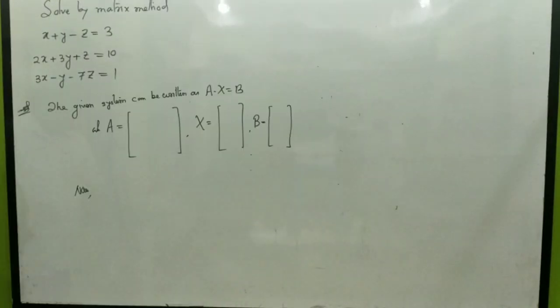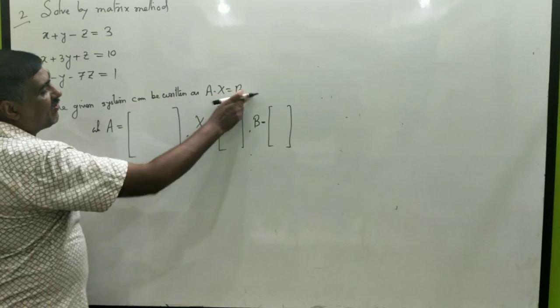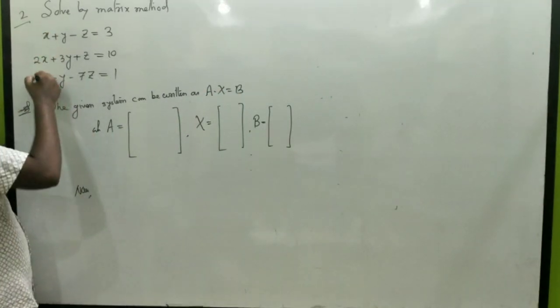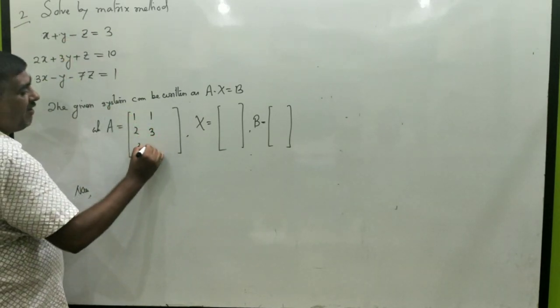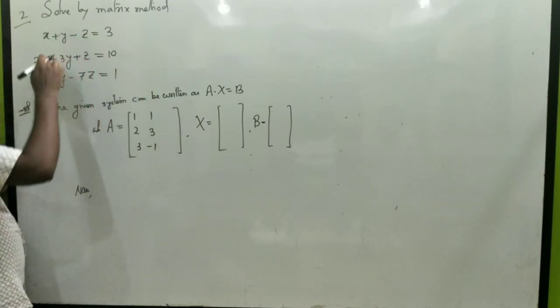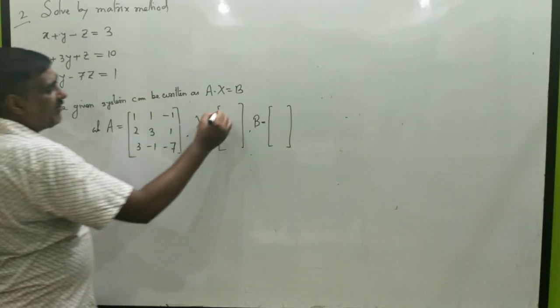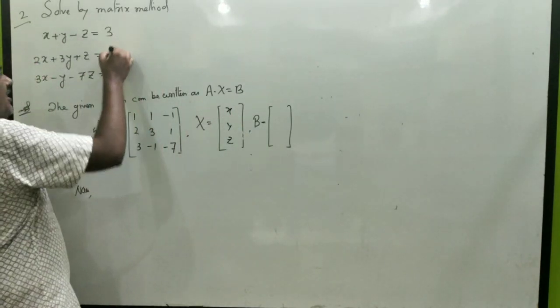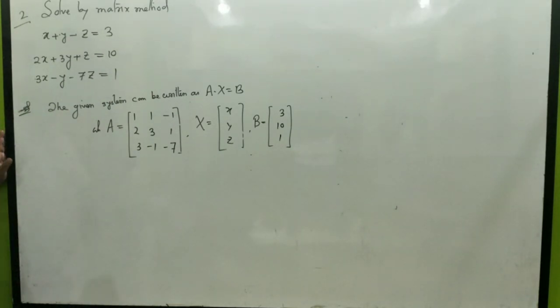आ जाओ तो एग्जांपल नंबर 2, solve by matrix method, 3 variables, clear। So the given system can be written as a into x equals to b, where a is what 1 2 3, coefficient of x 1 2 3, y coefficient 1 3 minus 1, z coefficient -1 1 -7, clear। x तो वेरिएबल x y z, b means what 3 10 1, clear। अब हमको क्या निकालना है, determinant of a.